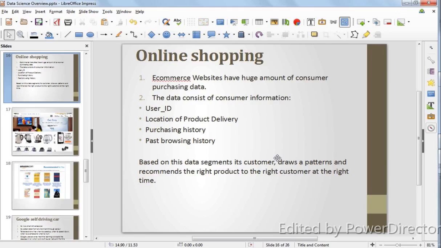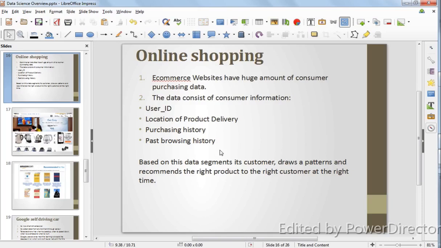This is just an example that the website collects data like the location of the product delivery, the purchasing history, and the past browsing history of the user. So they understand in which products the customer may be interested. There can be a lot of different kinds of problems in recommendations, but that is not what we are going to discuss right now. Basically we are getting an idea that after the data which we collect, there is a process which is called data analysis.